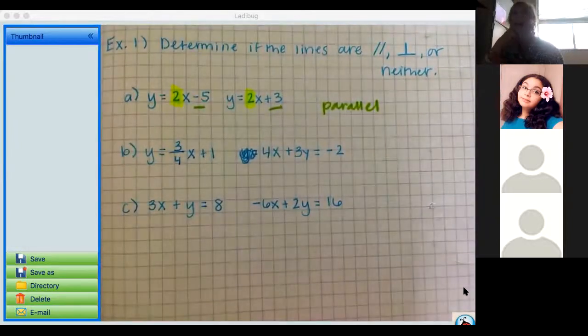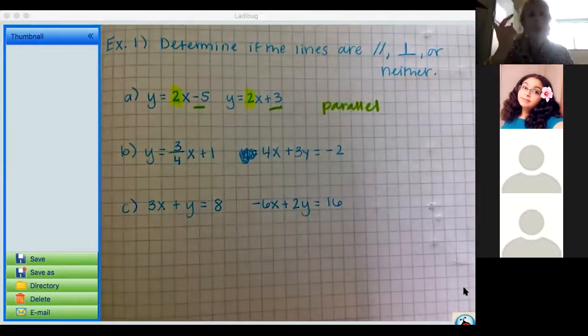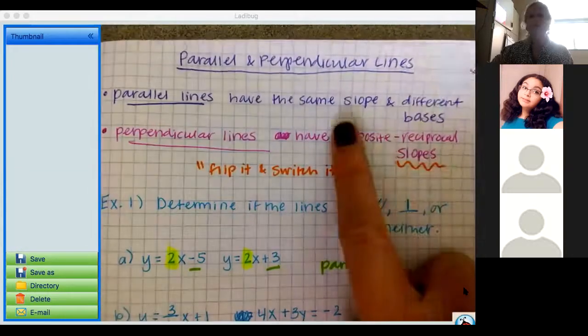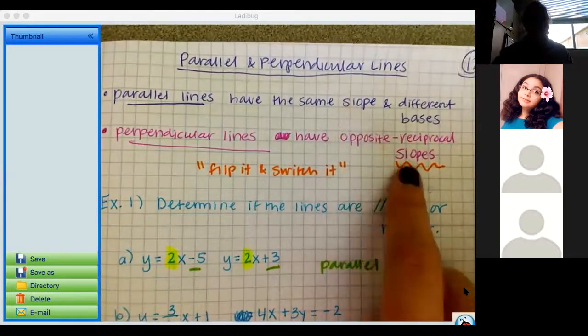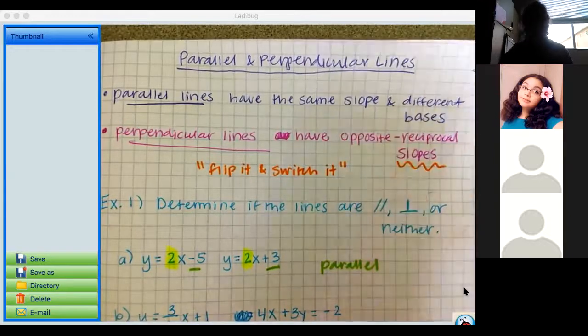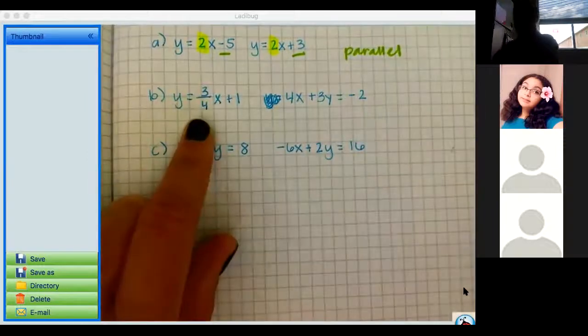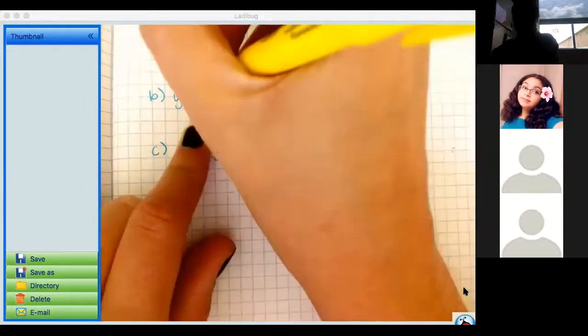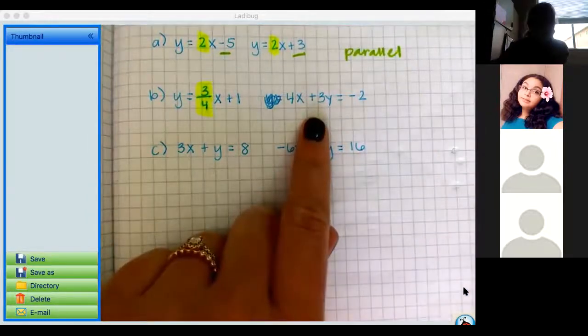What's tricky about B? One is in standard form, one's in slope intercept form. Very good. Extra credit, you two. We need to be able to check the slope because how we know the difference between parallel and perpendicular: one has the same slope, one has opposite reciprocal slopes. So we need to look at the slope. So this one, I can see the slope is what? 3/4. I need to find the slope for this one, which means I need to do what?